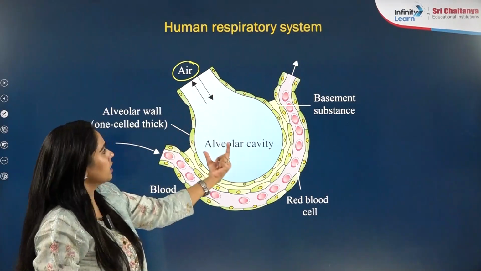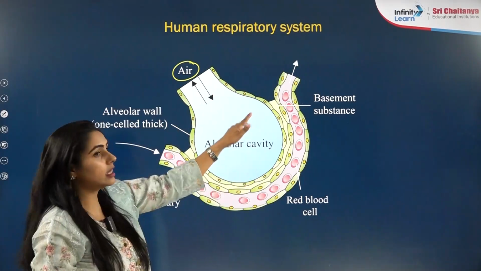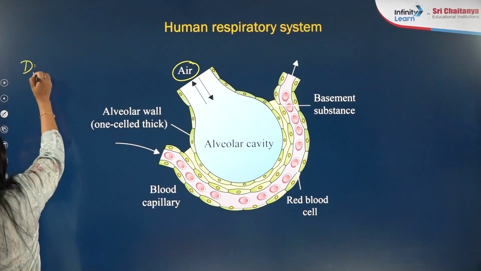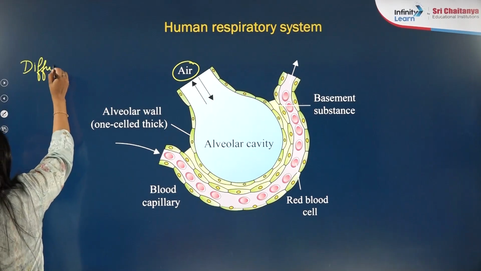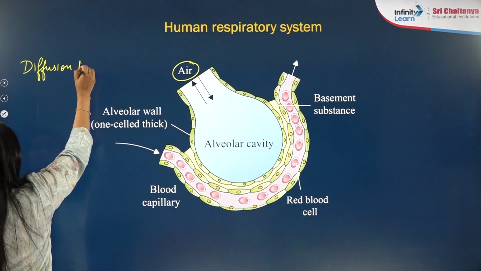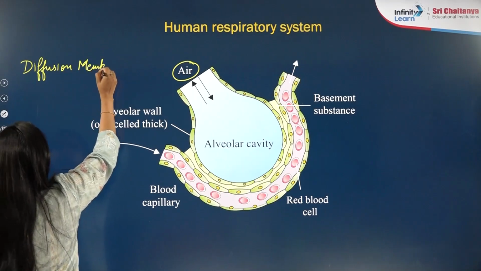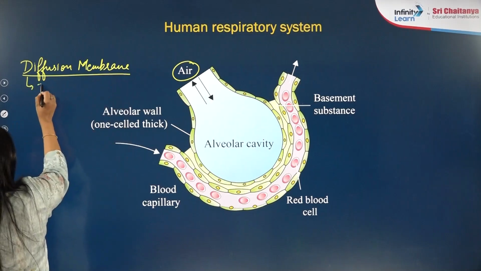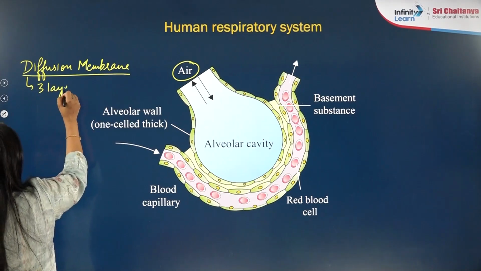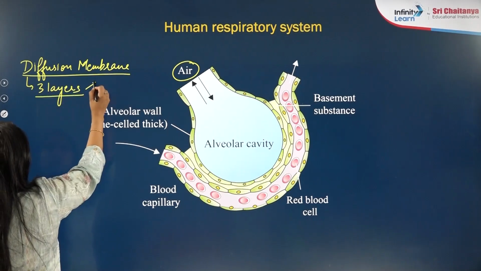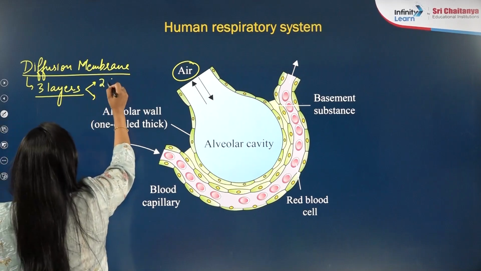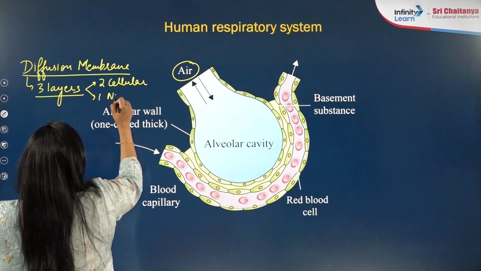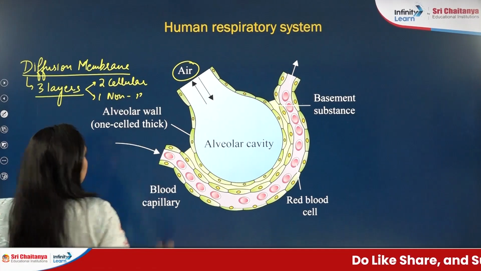When air is going to come, then here there is a diffusion membrane. How is this diffusion membrane formed? This diffusion membrane is a tri-layered membrane. It has 3 layers. You can see these 3 layers. Among these 3 layers, in 2 layers you will see the cells. So 2 are cellular layers and 1 is a non-cellular layer.